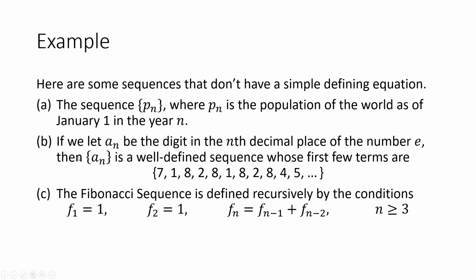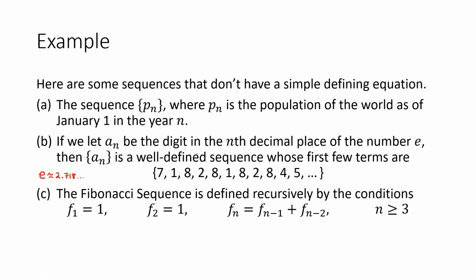In B, we let an be the digit in the nth decimal place of the number e. So remember, e, of course, is this irrational number that has an infinite decimal expansion that doesn't repeat and doesn't terminate. So we can imagine that those decimals there form their own sequence. In this case, 7, 1, 8, 2, 8, 1, 8, 2, 8, 4, 5, and so on.